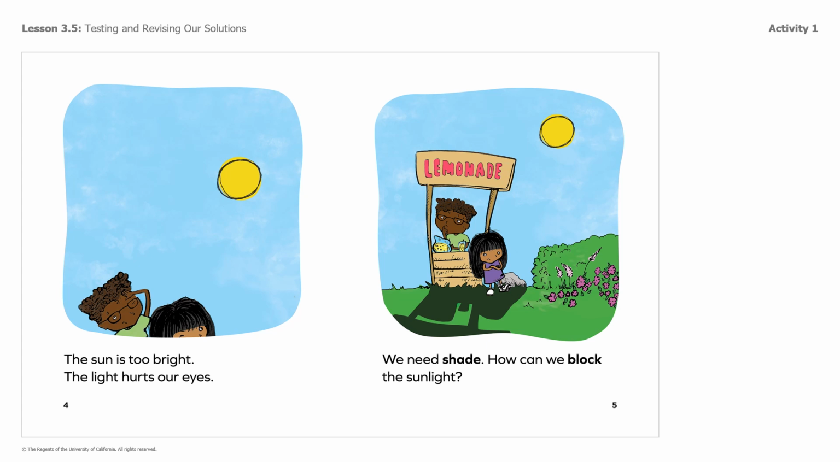What's the problem? The sun is too bright. If the bright sun is the problem, what do the children need to do to solve the problem? They need to make some shade. They need to block some of the sunlight and still be able to see.